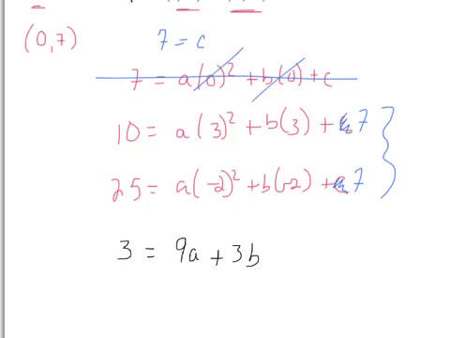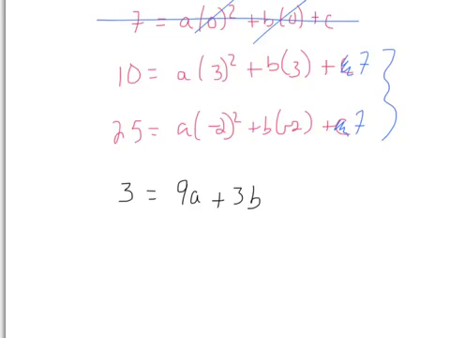So I have 3 equals 9a plus 3b. All right, that's good. Let's take a look at the second one now. The second one, I have 25 equals 4a minus 2b plus 7. I'll subtract the 7 and make that simply an 18 here, and get rid of the 7 completely. And there's our second equation.